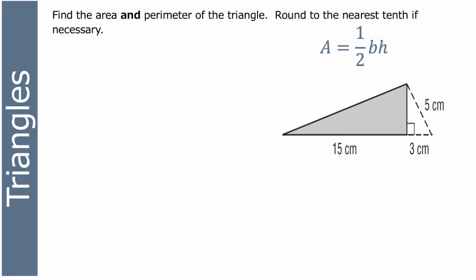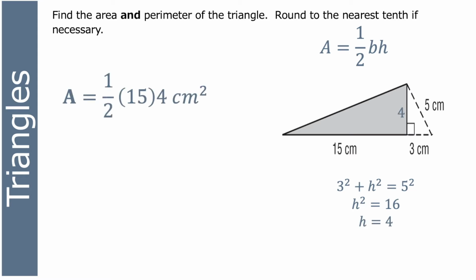Here's another one, and again, we're going to find the area and perimeter of this one. So in order to find the area, it's 1/2 base times height, but what's the height? Well, using that triangle on the outside and the Pythagorean theorem, we can solve for height. 3 squared plus h squared equals 5 squared. So h squared equals 16, and we have a height of 4. So now the area is 1/2 times 15 times 4, or 30 centimeters squared.